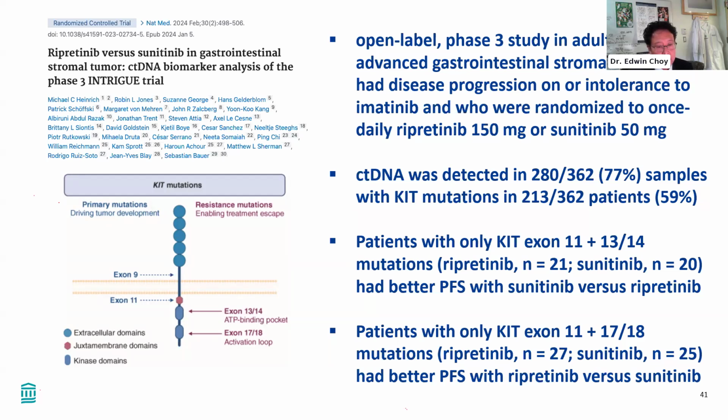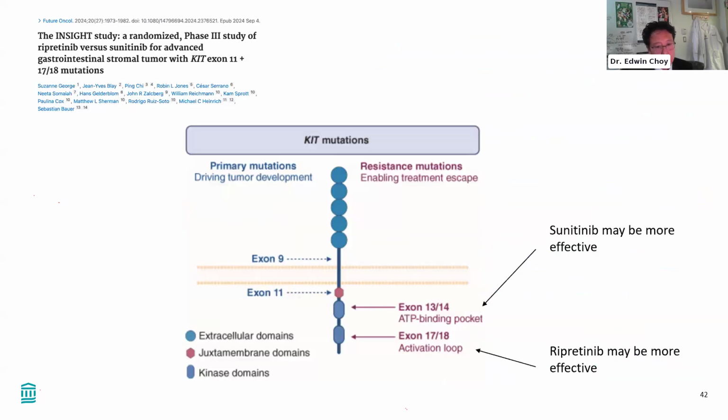And so you can then use ctDNA testing to see if, through just a blood test, you could look to see if there was a mutation in exons 13, 14, 17, or 18, and that would help you decide whether or not you want to treat the patient with either sunitinib or ripretinib. And so this is probably the clearest example of how we can use ctDNA to actually choose the best drug for the patient.